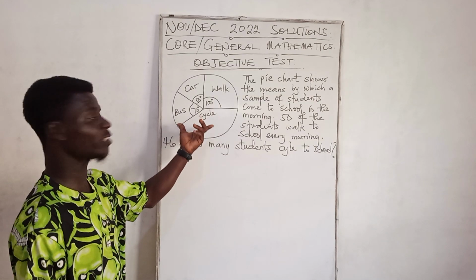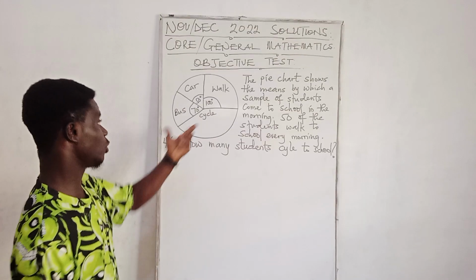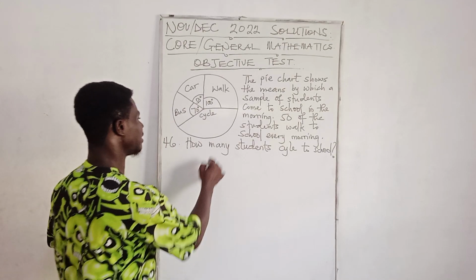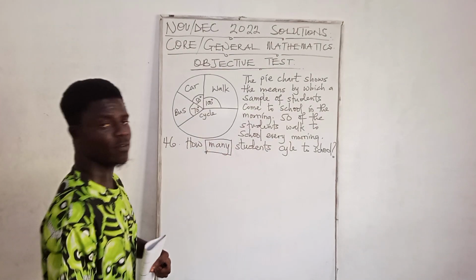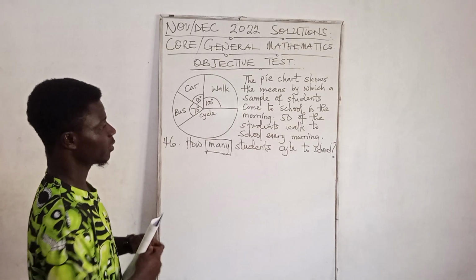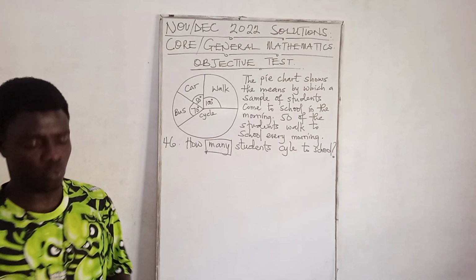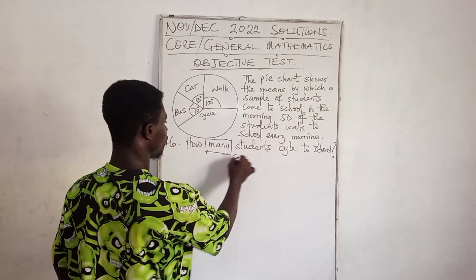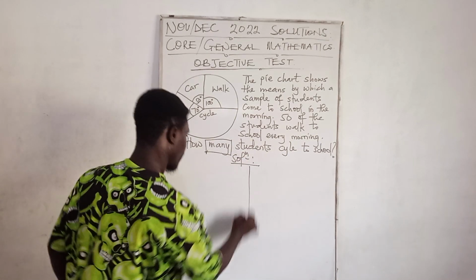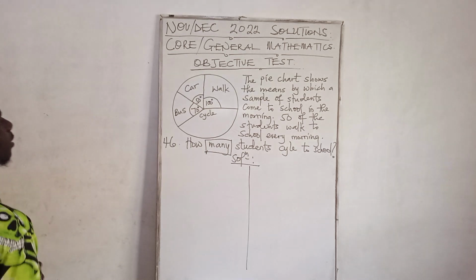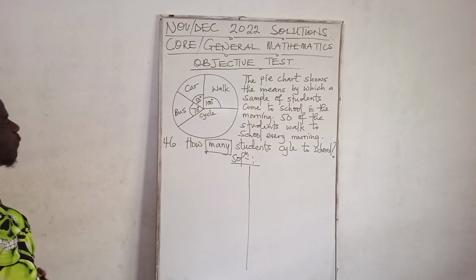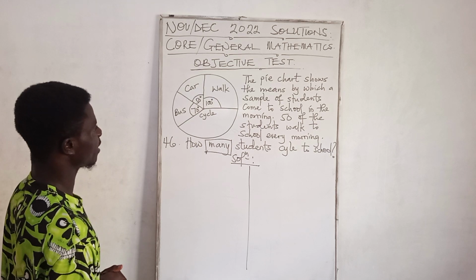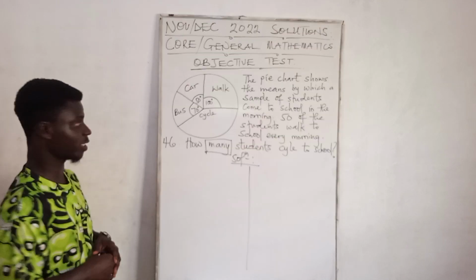Now, this pie chart shows angles, which are measured in degrees. They are looking for the number of students who cycle to school. So how best can we solve that? Let's see the solution. Let's find the angle that represents cycle.